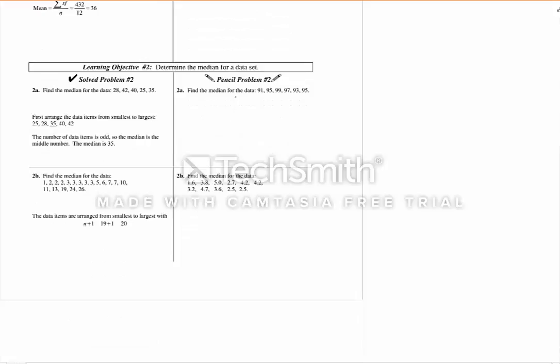Median. Now for median, we need to order the data from smallest to largest. So 91, 93, 95, 95, 97, and 99. We want the piece of data exactly in the middle. So if I go from the outside in, notice that the middle is going to fall here, which is in between 95 and 95.